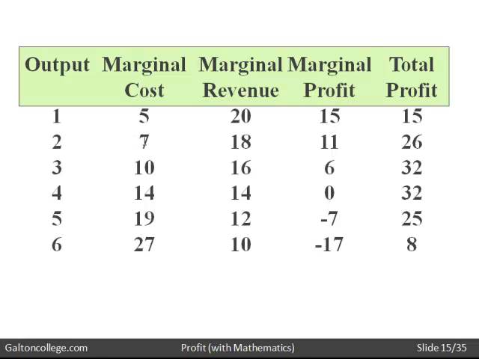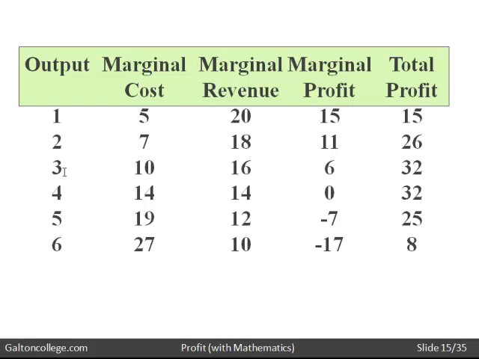If you produce 2, marginal cost has gone up to 7. So the cost of the second unit is 7. Marginal revenue is 18. So the marginal profit is 11. 18 minus 7, which is 11. But now we've earned an extra 11 profit, so add that on to what we made before, the 15, giving us 26. So 15 plus 11, 26.